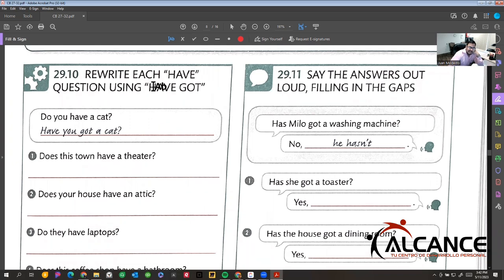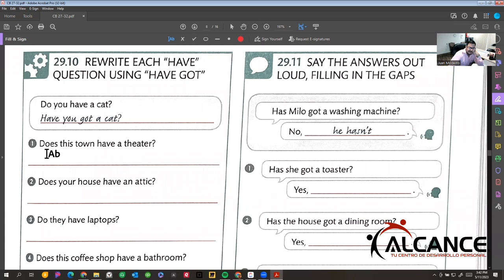For this one here, we have to rewrite each of the sentences using have or have got for first person or third person, like this one. Do is for you, is for first person, right? So this one is third person. So the town is the third person. So we would say, has this town got a theater? As you can see, como puedes ver, have goes away and we put got, right? Got, and we put has at the beginning. Does, third person, has this town got a theater?